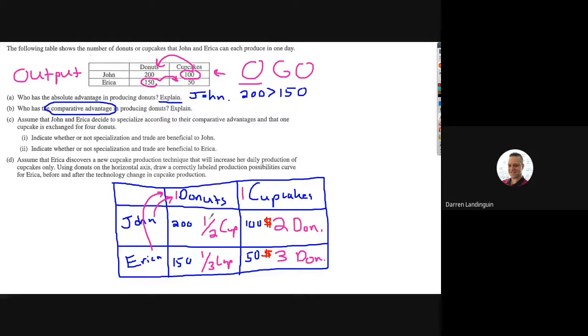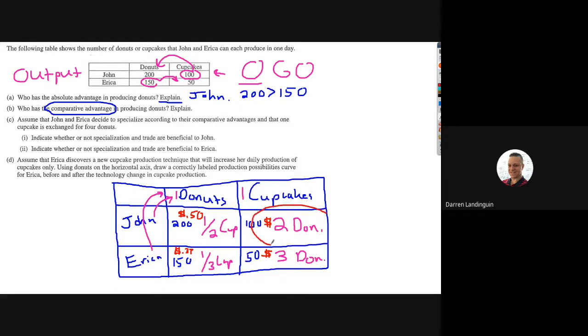Okay, well, let's look at it. When I'm looking at donuts, 1 donut is going to cost John 1/2 of a cupcake, or really it's like saying it's going to cost him 50 cents. And for Erica, it's going to cost her 1/3, or what would be like saying 33 cents. Let's look at this whole table first, then we'll answer that question. I'm going to look at this side because it's a little cleaner with the numbers. John, if he focuses on producing a cupcake, it costs him $2. It costs Erica $3. Who can do it cheaper?